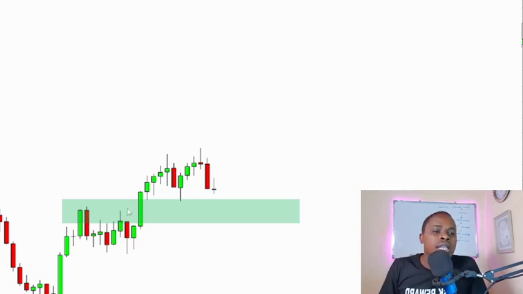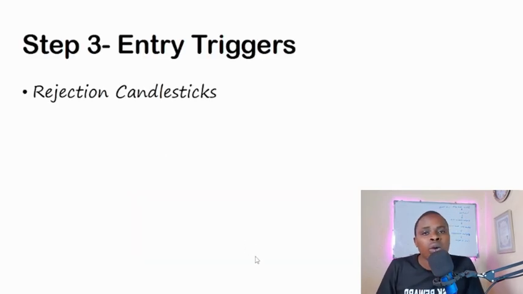So now we see that the market is coming back. We have now come back into the area of value. So we have the 1, 2, 3 move, we have the area of value, and now the market is in the area of value. We want to now look for trades, but before we look for trades, we also want to look for step 3, which is entry triggers. The entry triggers that we use for this strategy are very easy. Remember, rejection candlesticks.